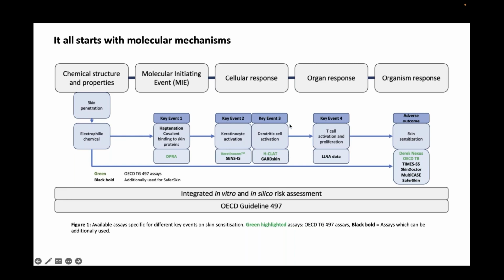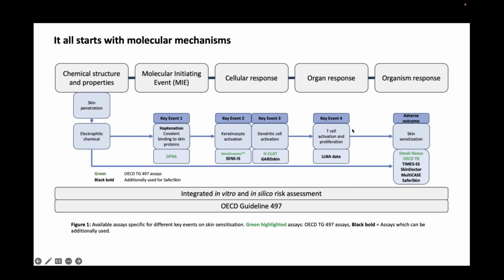The third key event is the activation of dendritic cells. This activation you can measure by the h-CLAT assay, and here you measure the expression of CD54 and CD86, and you can use antibodies to measure this expression. You also have a fourth key event. This is T cell activation, but it is an in vivo assay, so you have the local lymph node assay which you can perform. But the whole approach of SaferSkin is to move away from in vivo studies. So we do not conduct the fourth key event assay, but we use data from it.